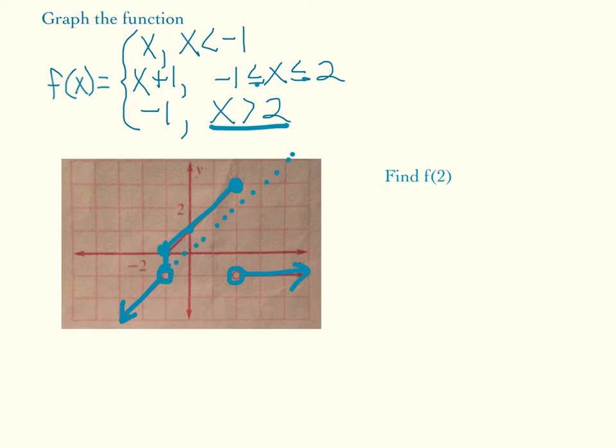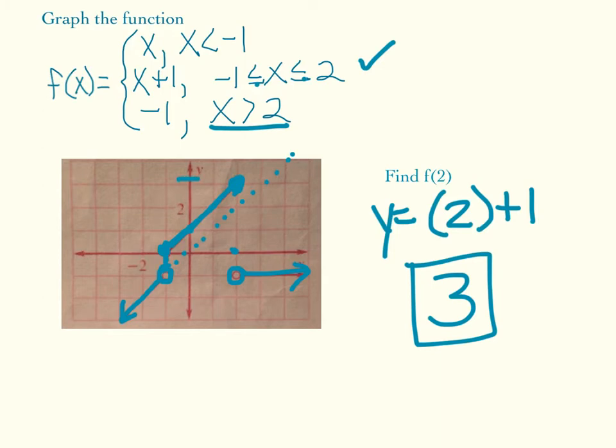Alright, and then with this same example, now let's find f of 2. So that means, where does 2 fit in? 2 is right here, so that's on this line. You can also just look at it if you hadn't graphed it and say, well, is 2 less than negative 1? No. Is 2 between negative 1 and 2 inclusive? Yes. Is 2 greater than 2? No. So you know we're going to plug it in to x plus 1, and y equals 2 plus 1 is 3. And if you look right there, that's 3. So f of 2 is 3. The function evaluated at x equals 2 is 3.